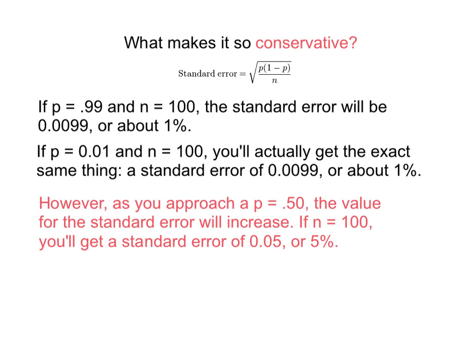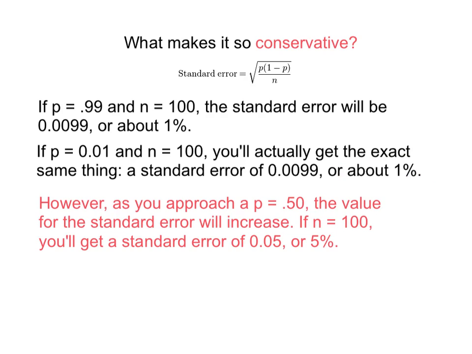You'll see exactly the same thing because we have this part right here, p times 1 minus p. Since p here would be 0.01, 1 minus p would be 0.99. And here, p would be 0.99, 1 minus p would be 0.01. So we're actually calculating the exact same thing. We would find that the standard error is approximately 1% again.